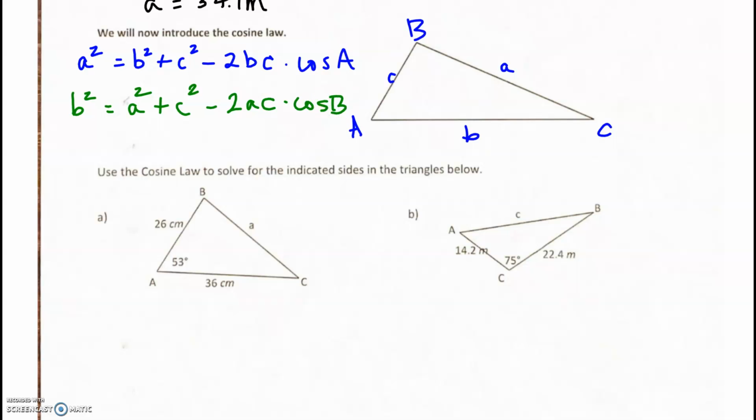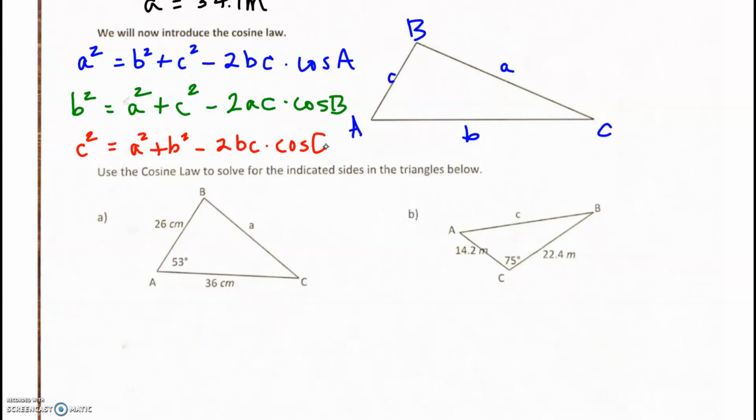Okay, and I can do also a formula to find side length c squared. And again, it's the other two letters, a squared plus b squared minus 2bc times cos C. All right, let's practice using the cosine law.